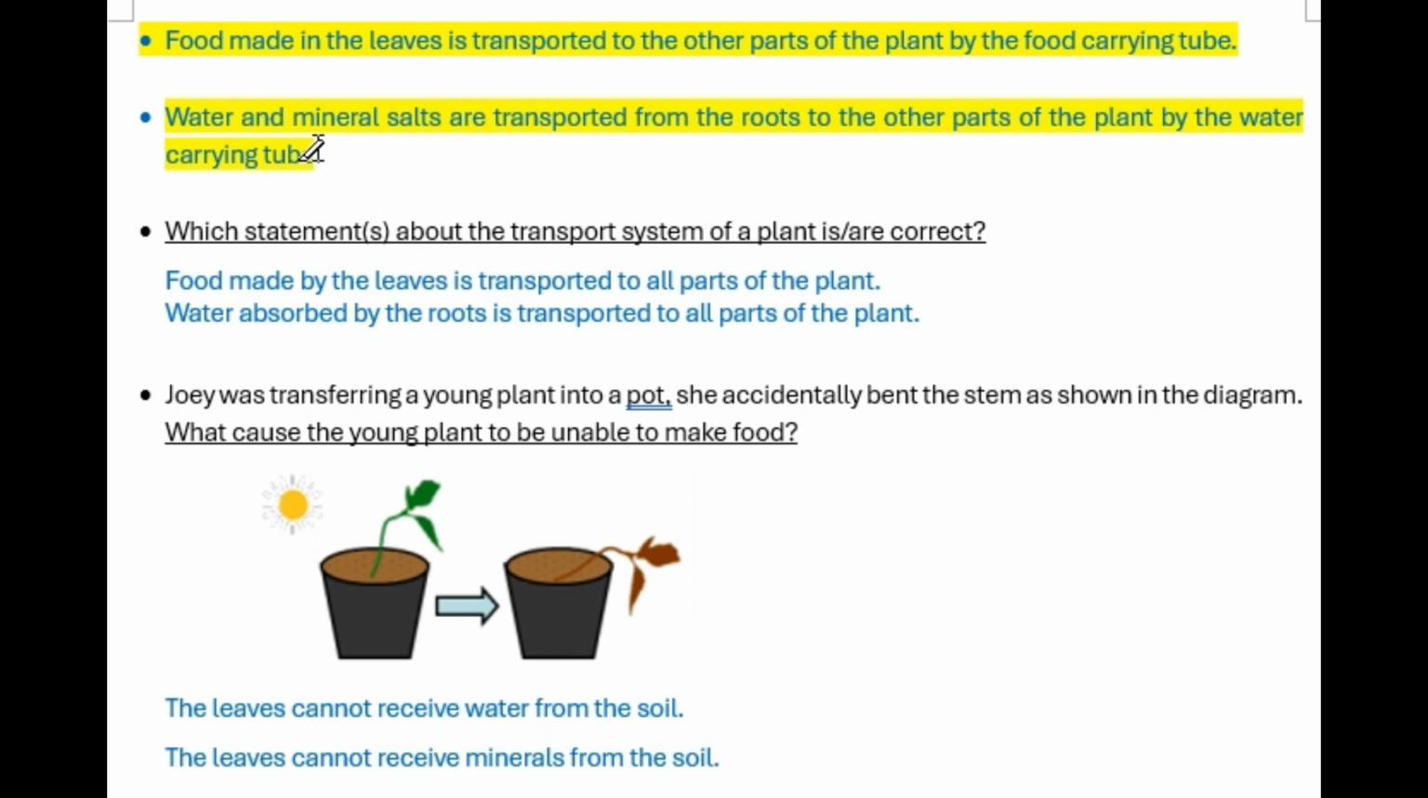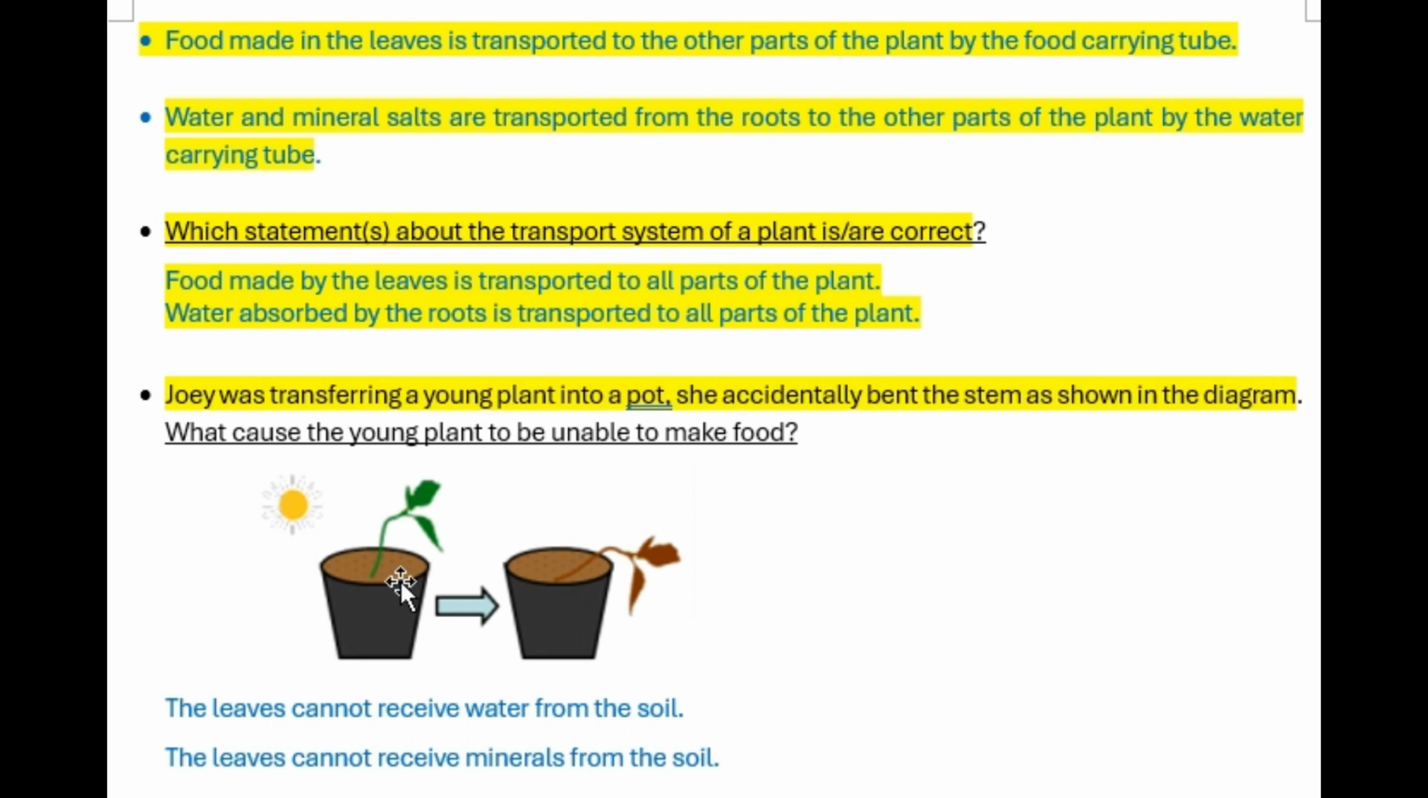Which statements about the transport system of a plant are correct? Food made by the leaves is transported to all parts of the plant. Water absorbed by the roots is transported to all parts of the plant. Joey was transferring a young plant into a pot. She accidentally bent the stem, as shown in the diagram. What caused the young plant to be unable to make food? The leaves cannot receive water from the soil. The leaves cannot receive minerals from the soil.